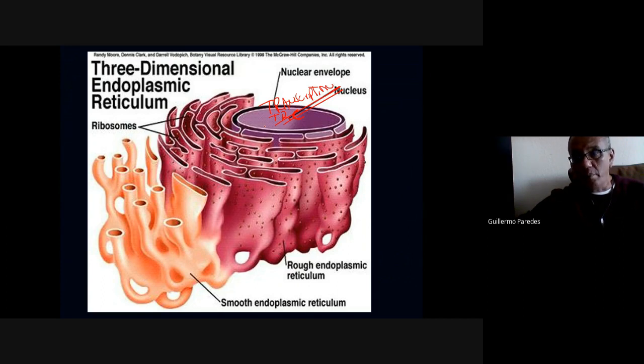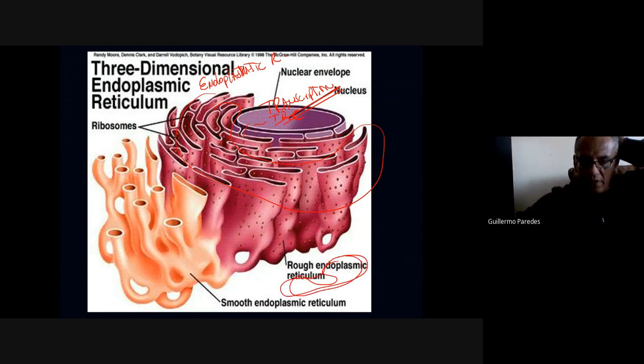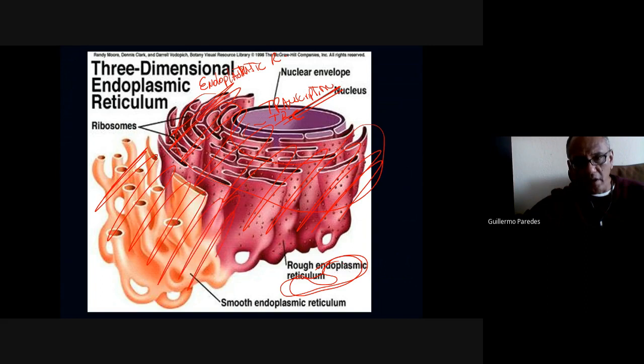Once it is copied, it's like a rewriting of the recipe. What happens? The RNA messenger is going to go out from the nucleus, and go to this area that is the endoplasmic reticulum. Listen, I'm going to write it down. All of this is endoplasmic reticulum.